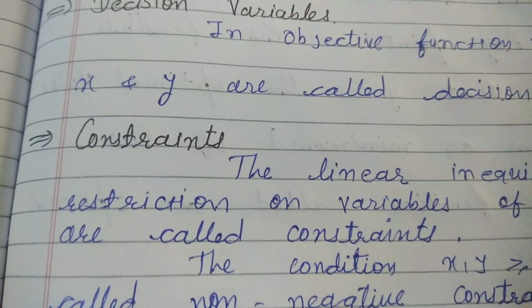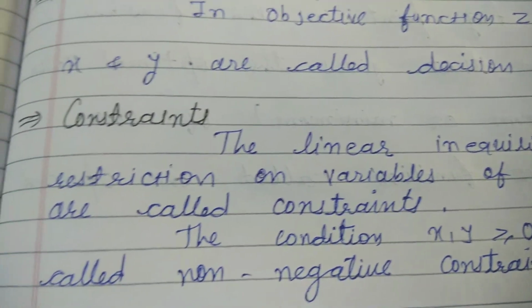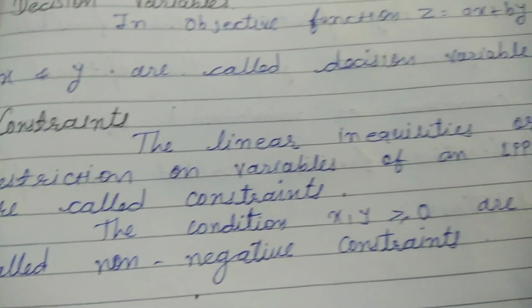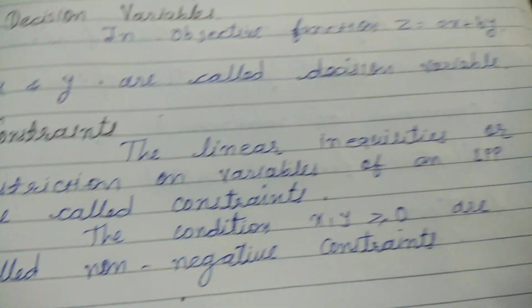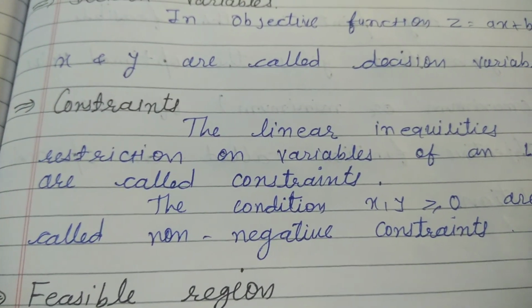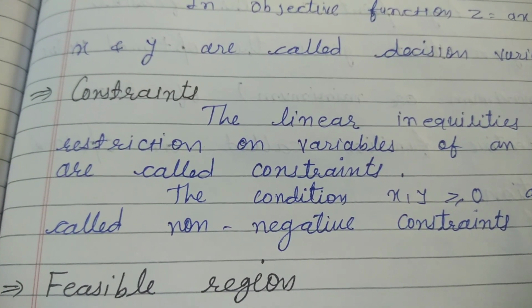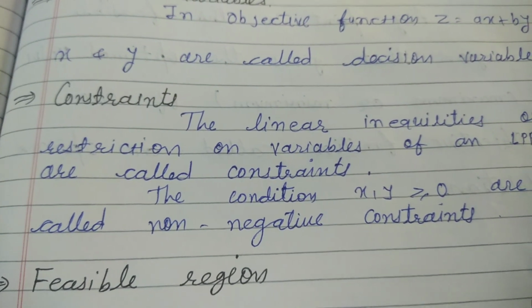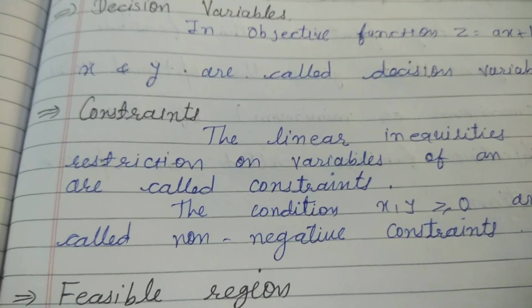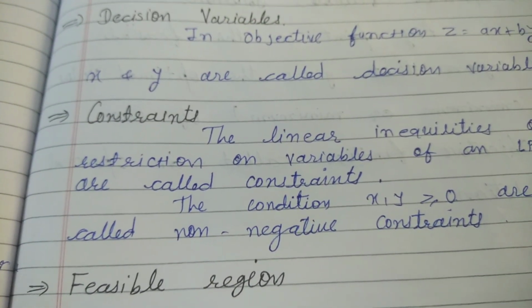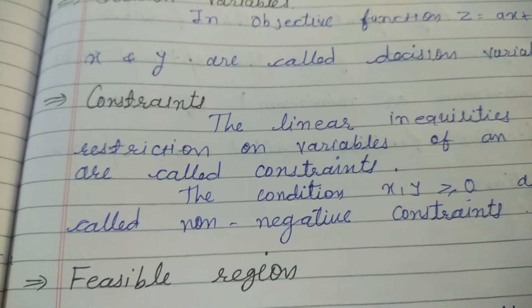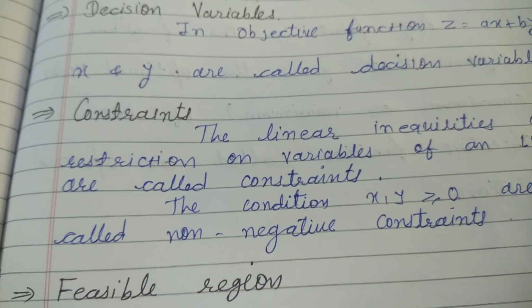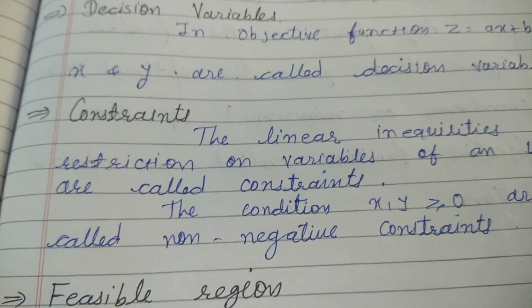Just now I have explained in the question. Constraint: whatever conditions are given to us are known as the constraint. The linear inequalities or the restrictions on the variables of an LPP are called constraints. The conditions x, y greater than or equal to 0 are called non-negative constraints. Now remember students, here we will take x and y as non-negative throughout the chapter. So x and y greater than or equal to 0 are called non-negative constraints.